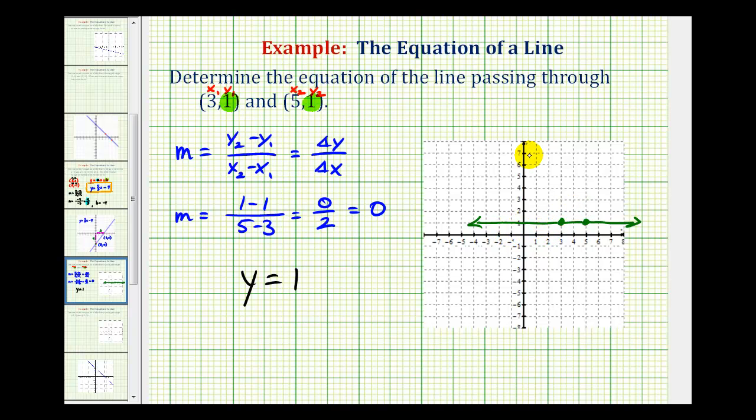So there are several ways to recognize that this is going to be a horizontal line with the equation y equals 1, but I think if you take the time to actually graph the line, it's very helpful to recognize not only what type of line we have, but it will also verify the slope and help determine the equation of the line.